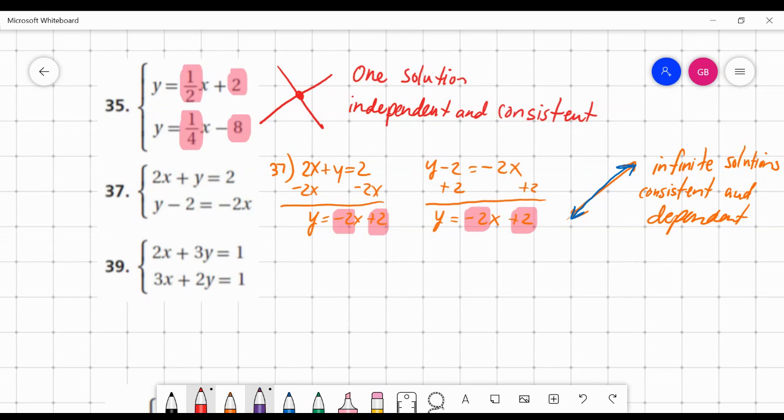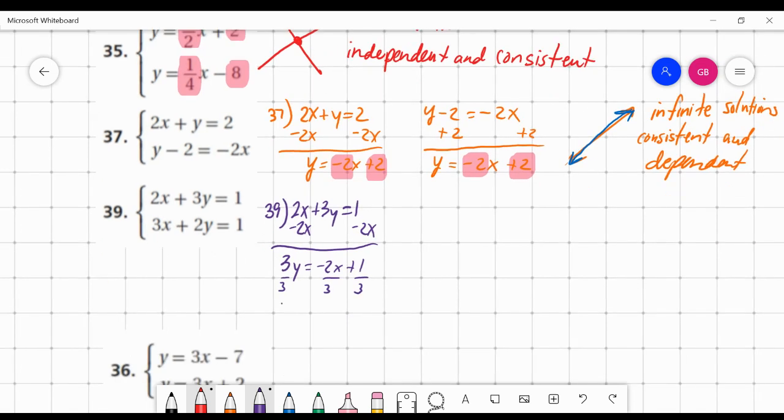Okay. Again, we have to solve for y. I mean, sorry, 39. We have to solve for y. So 2x plus 3y is equal to 1. So minus 2x. And then divide everything by 3. So y is negative 2 over 3x plus 1 over 3.